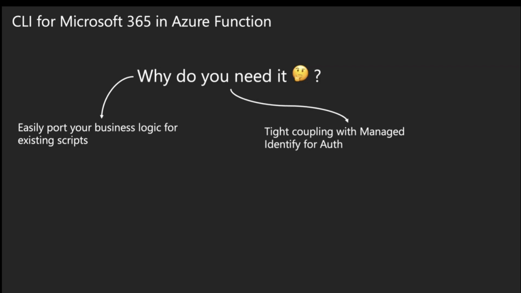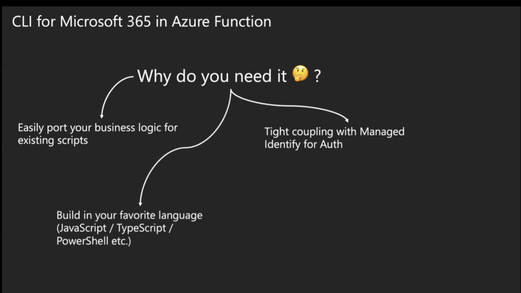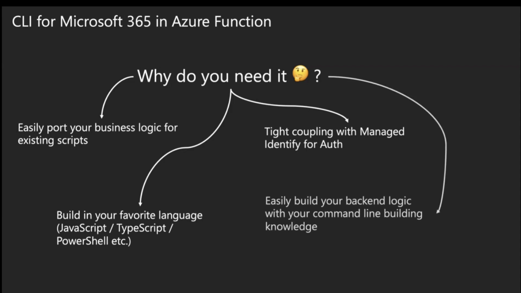But in the API layer, you cannot really use a device code because it will have to be a daemon application. So with a certificate approach, you can easily get the certificate from your Azure Key Vault and get the authentication in place without doing much. That is the advantage it brings. And needless to say, you can build in your favorite language, be it JavaScript, TypeScript, or even PowerShell, because in Azure Function you can have almost all kinds of languages, and you can define your scripts over there.